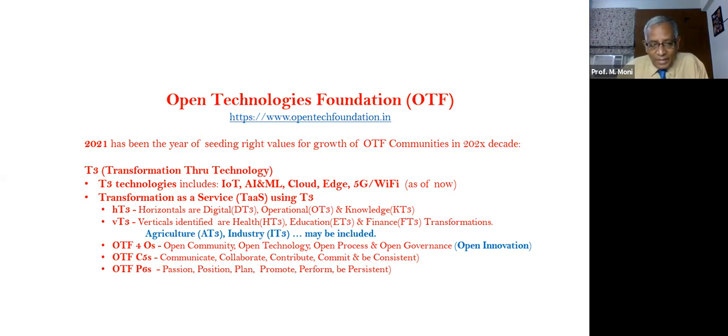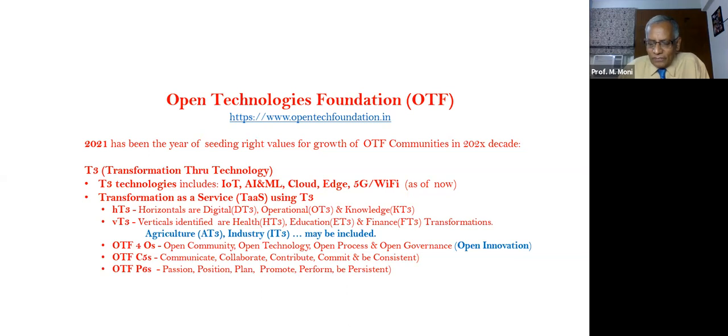But I have recommended and asked them to include agriculture and industry, because India is an agrarian economy, and anything we do, society gets transformed if agriculture gets transformed and industry gets transformed. So these two sectors are very important, and my recommendation to Open Technology Foundation is to include these two sectors. They have four O's, that is open community, open technology, open process, and open governance. In addition to these four O's, I also told them to include open innovation.